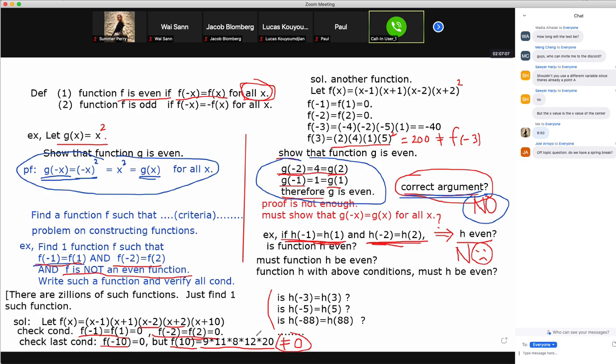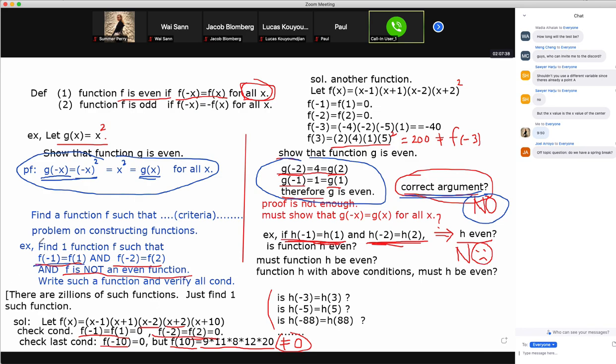But now here the trick is this. You should not just write any such function, but you must write a function which is easy to verify. Because I said, write such a function and verify all the conditions. So if you write an ugly function, it will be hard to verify. So the trick is, you find any function which satisfies all the conditions, and it should be easy to verify. Is that fair?